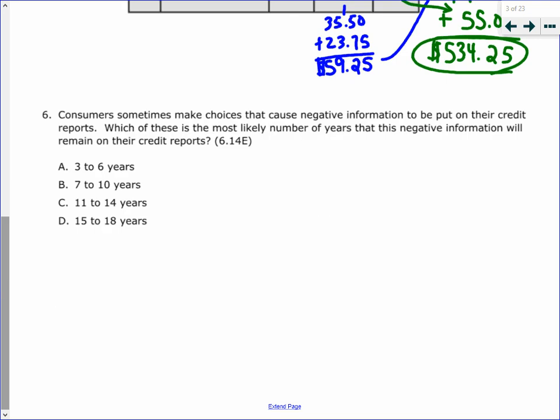All right, consumers sometimes make choices that cause negative information to be put on their credit reports. Which of these is the most likely number of years that this negative information will remain on their credit reports? And this is just a fact. The answer is B, 7 years is usually about what it is. So 7 to 10 years. B, 7 to 10 years.